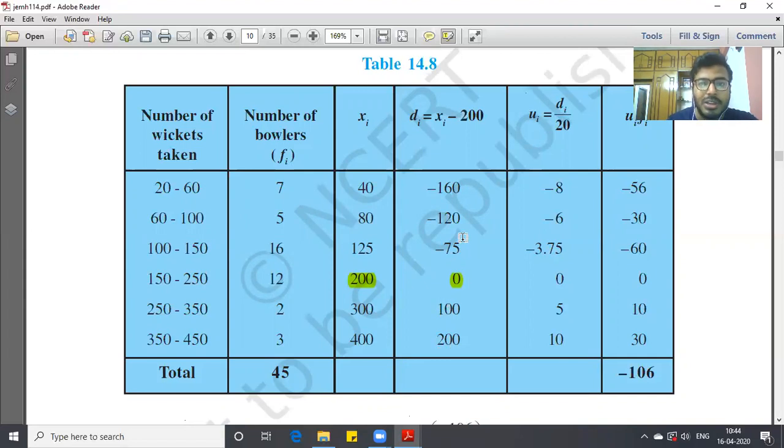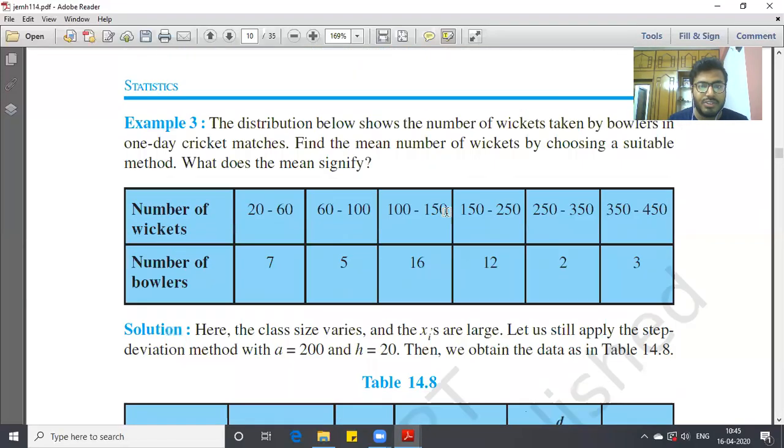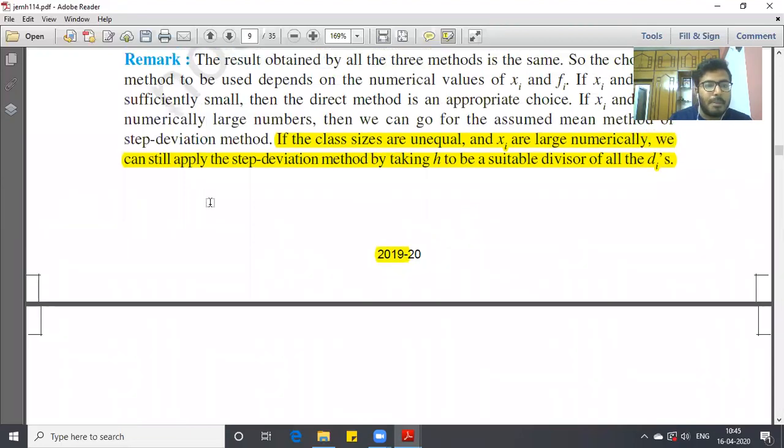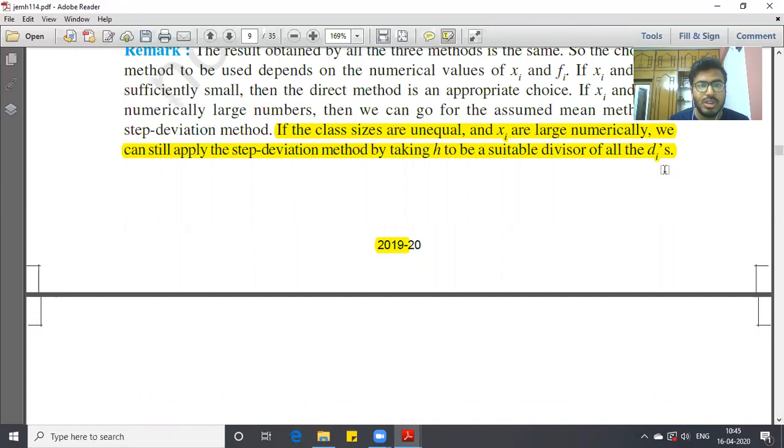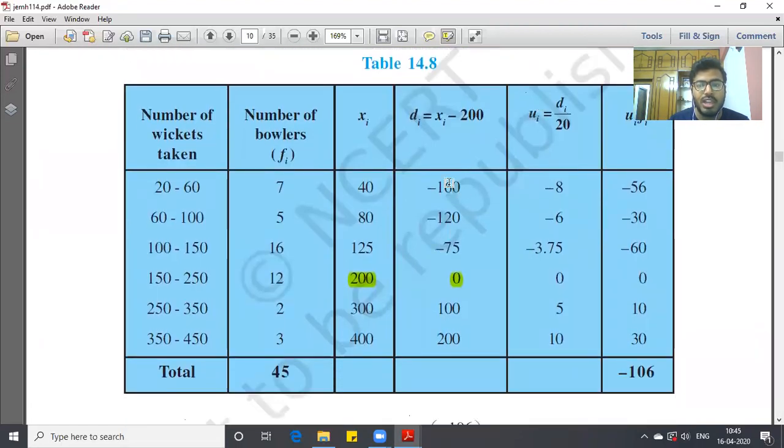Now any h value that divides all of them can be used. Here they have taken 20; even 10 you can take. Either 10 or 20, whichever divides all the numbers. That is what the definition says: we can apply the step deviation method by taking h to be suitable for all the di's, a common divisor such as 10 or 20. Here it has been done by 20. Just try it with 10 also and see what answer you get.